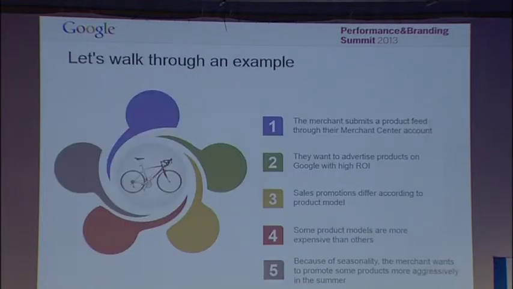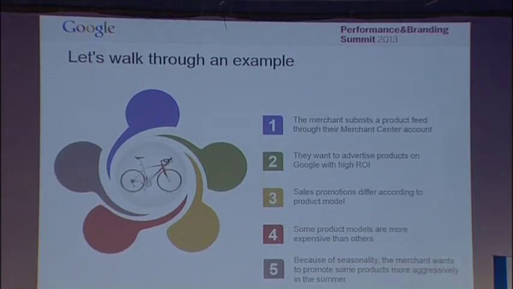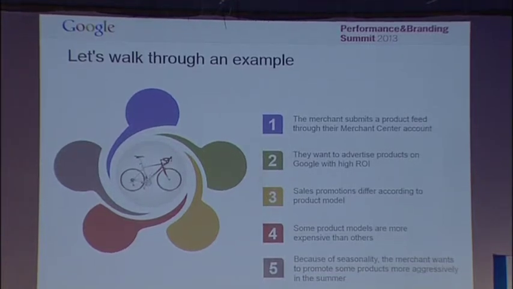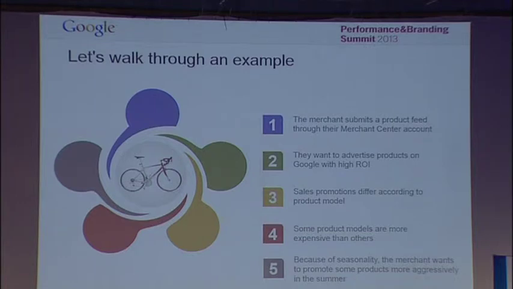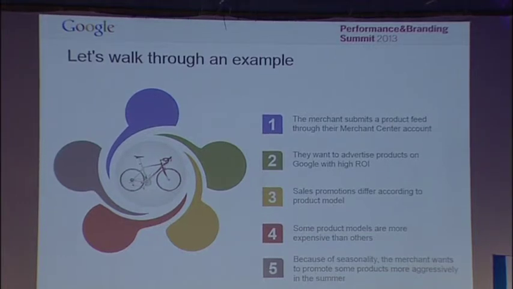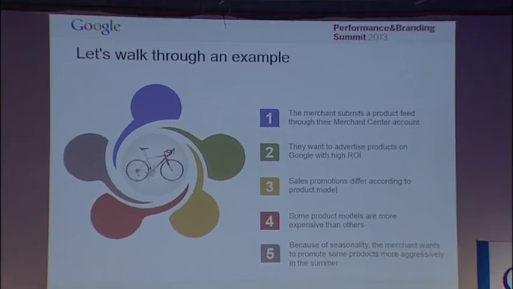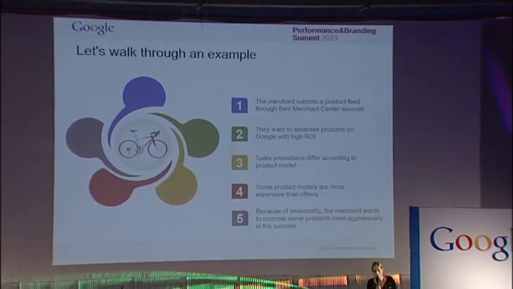So let's work through an example to make it clearer. So let's say we are selling bikes. We have a feed in Merchant Center. We want to advertise those products on Google. We have some promos, and we have some bikes that are more expensive than others. So we will want to have a specific bidding strategy. And also we want to promote some bikes during the summer more.